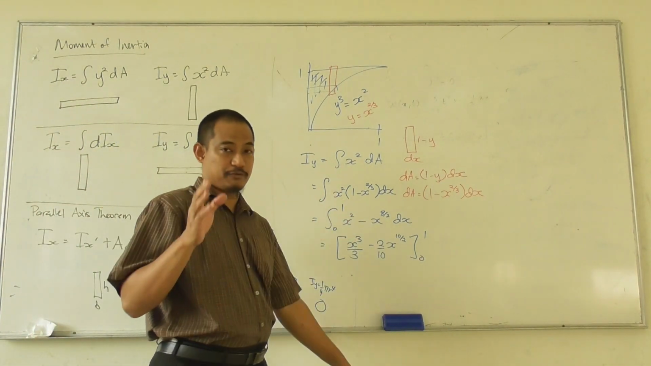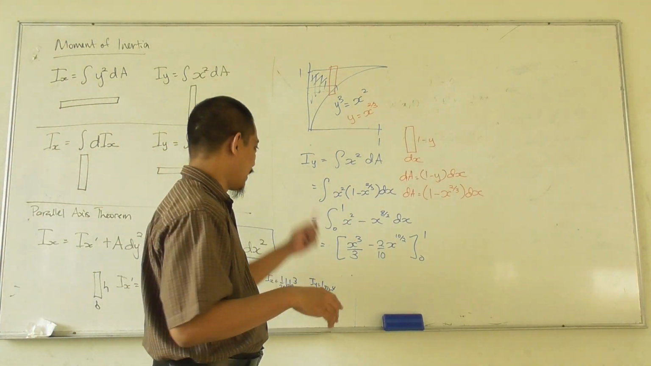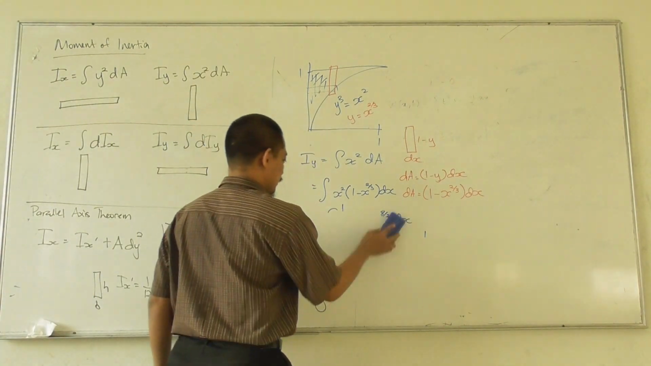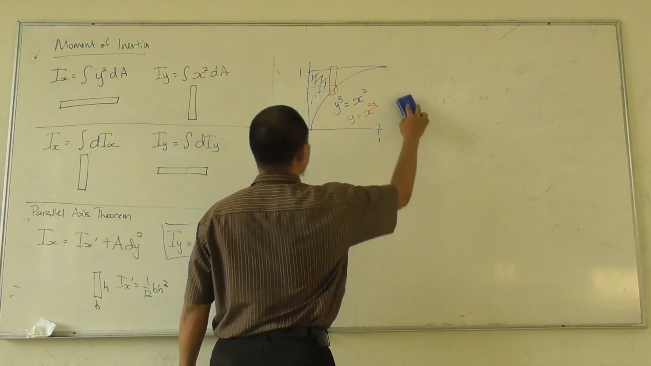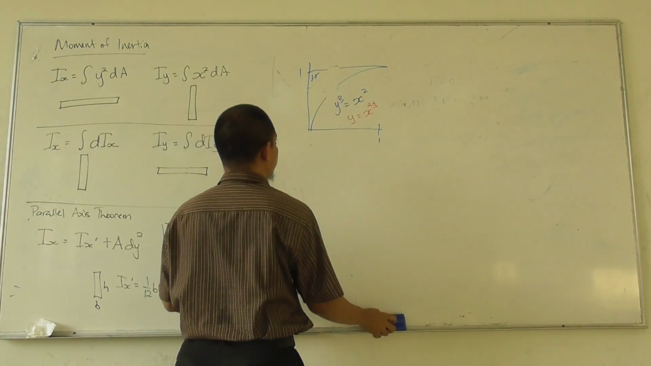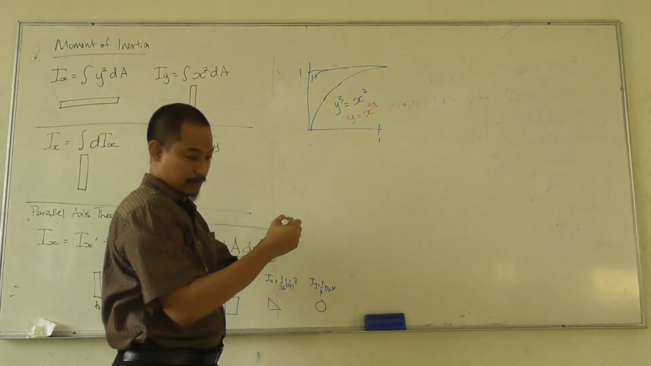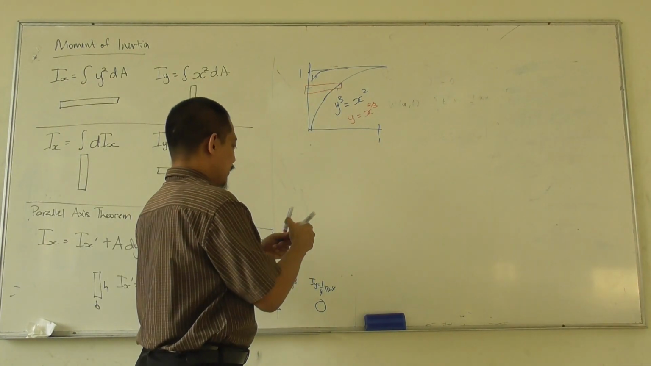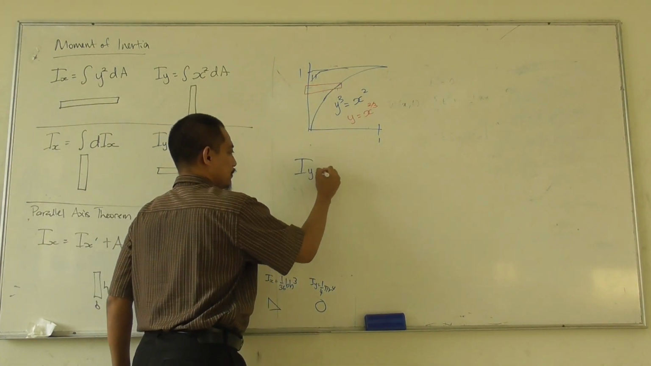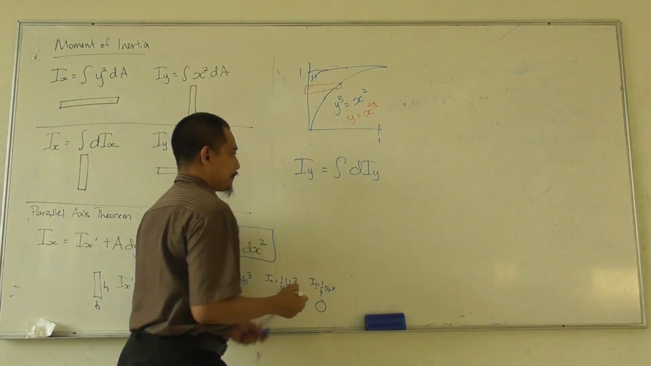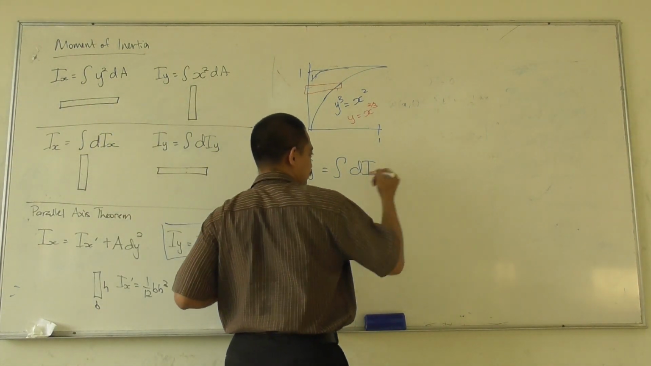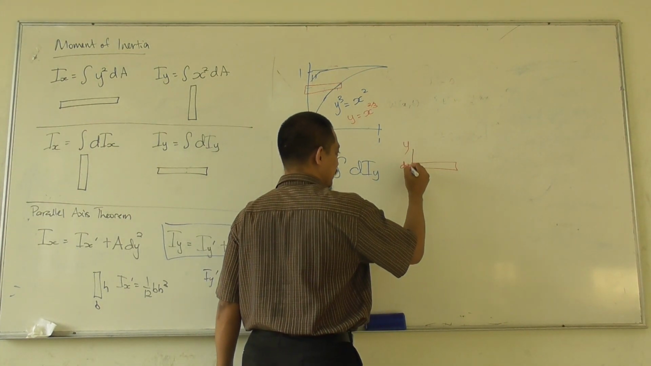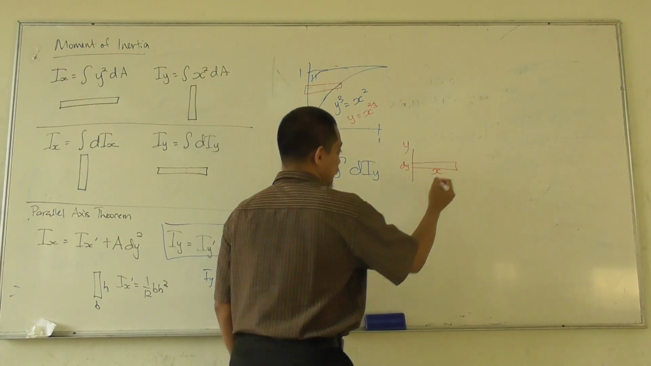Another way, if you are asked to use horizontal elements for Iy, let's try this one. If you use horizontal elements for Iy, then Iy becomes integration of dIy. And what is dIy? You have the shape with the y-axis and this, where this is dy, this will be x.